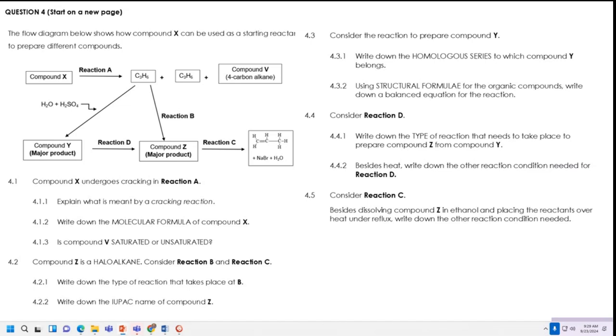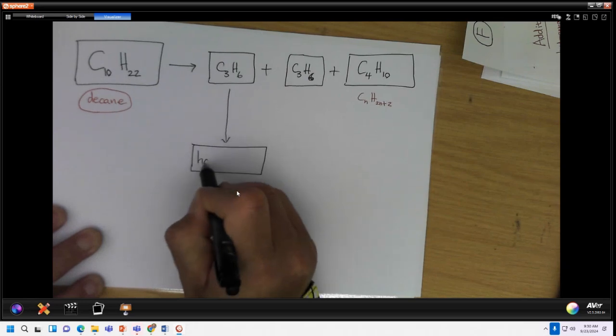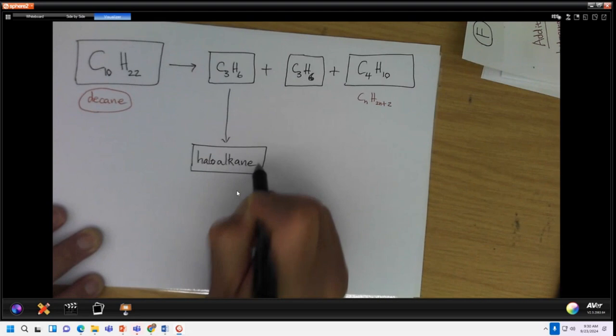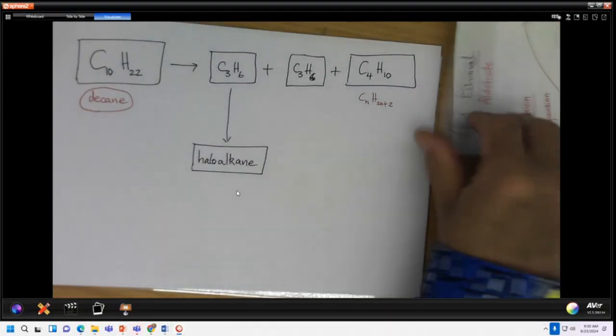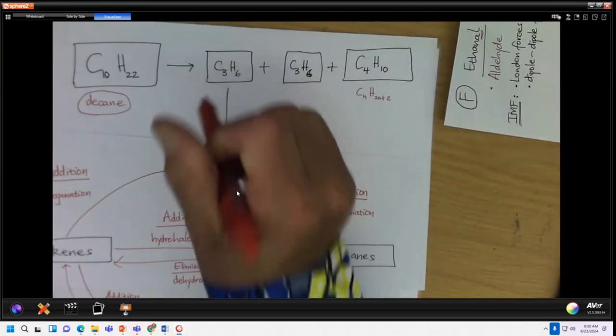All right, we're making good headway. Now they tell us compound Z, there it is at the bottom, is a haloalkane. Then they say, consider reaction B and reaction C. Write down the type of reaction that takes place at B. So now notice what's happening. From here, this is going to give rise to a haloalkane. Here's my chart. Once you've got this, I come back to this. When an alkene, that's an alkene, you see, that's an alkene.